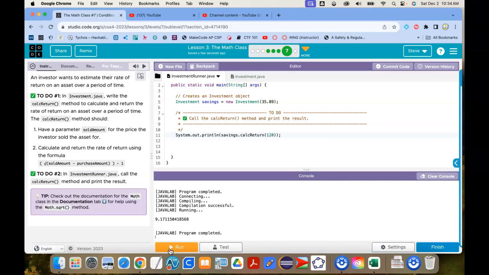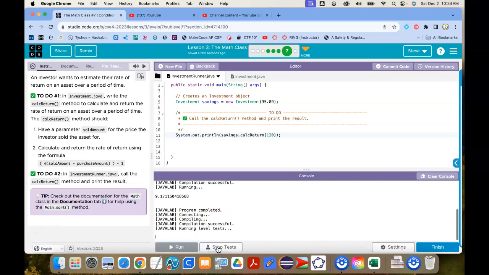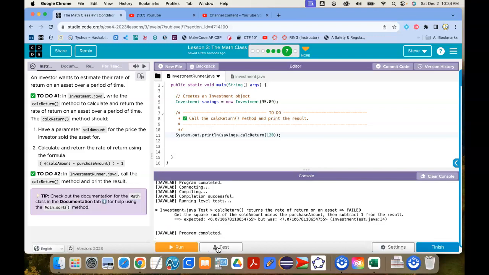There you go. All right, so there is the first choose your own adventure in level 7 in lesson 3. I hope that's helpful. Oh, test. Yes, is it going to work? Is it going to work?